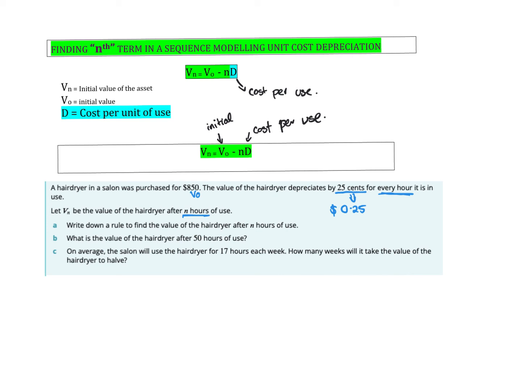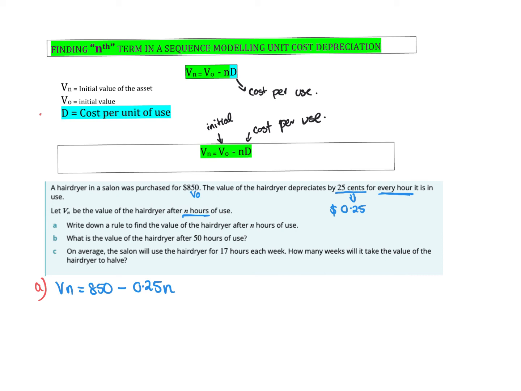So let's go. We're finding the nth rule for this unit cost one. So we write Vn equals, we write the V0, so 850 minus, we pop the D value in there, this is 0.25, times n. We've got to be really careful, don't get trapped. A lot of things will decrease by cents because it doesn't depreciate that much when you use it.